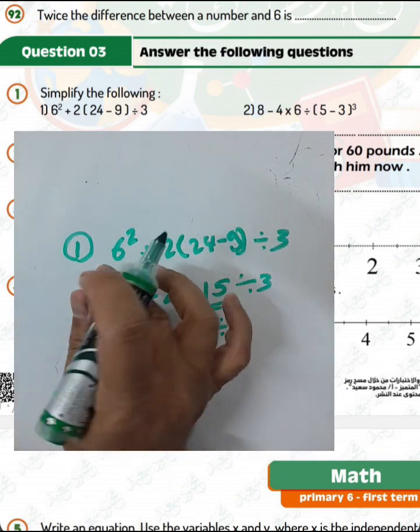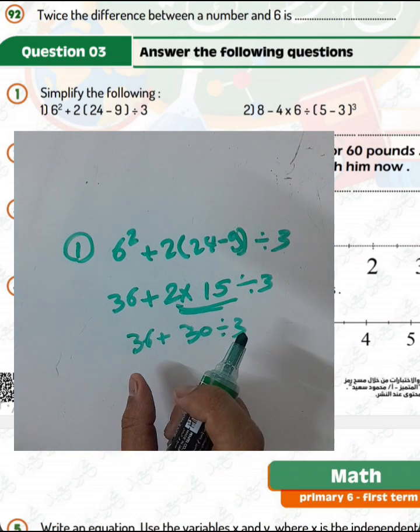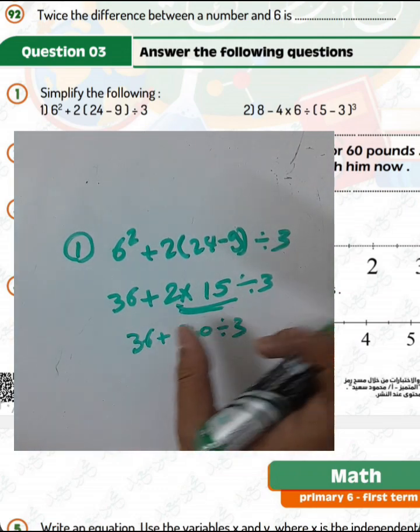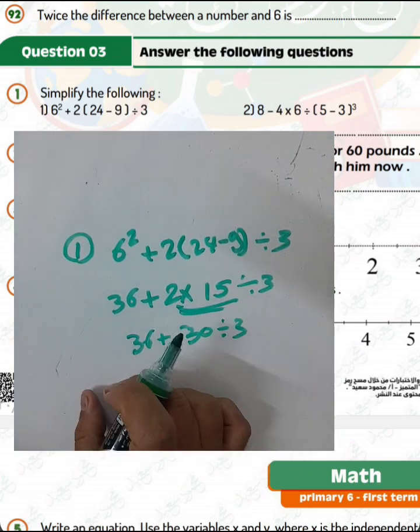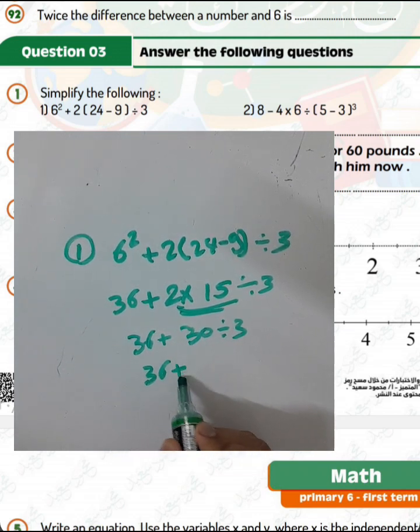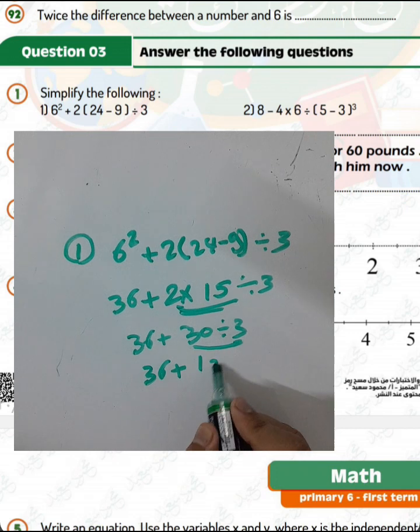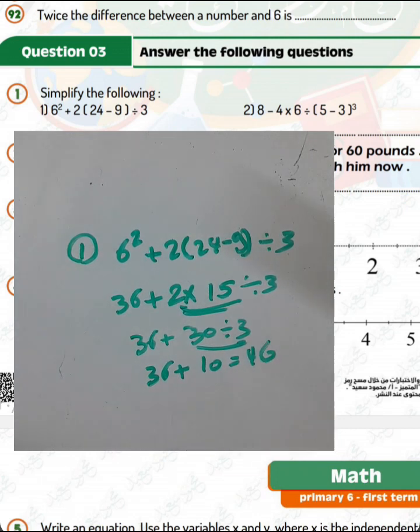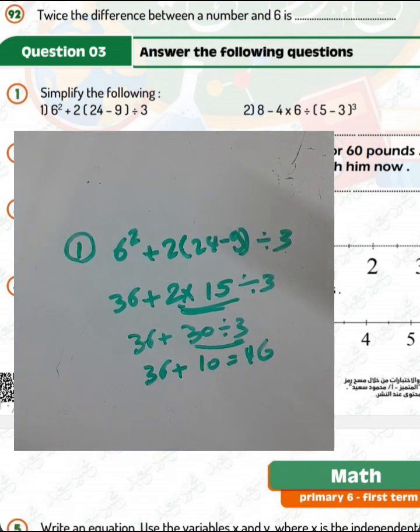Parentheses first, exponent next, multiplication and division are the same step, from left to right, first come first served. Addition and subtraction are also from left to right, first come first served. Then we add 36 and the division result 10, which will be 46. The result here will be 46.